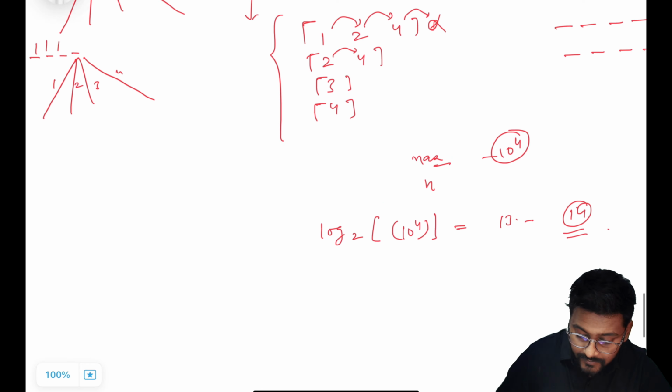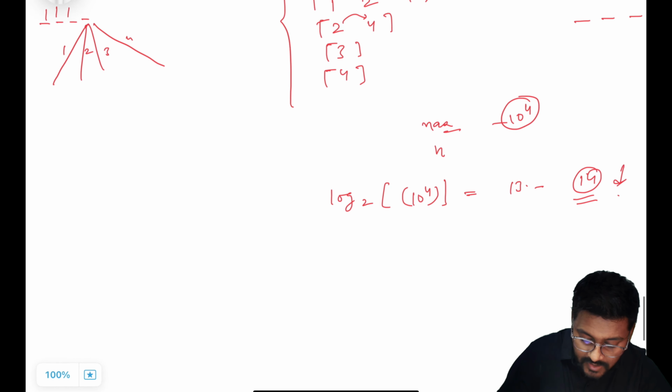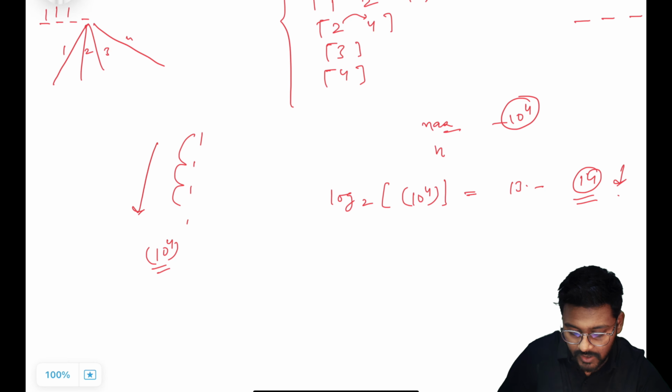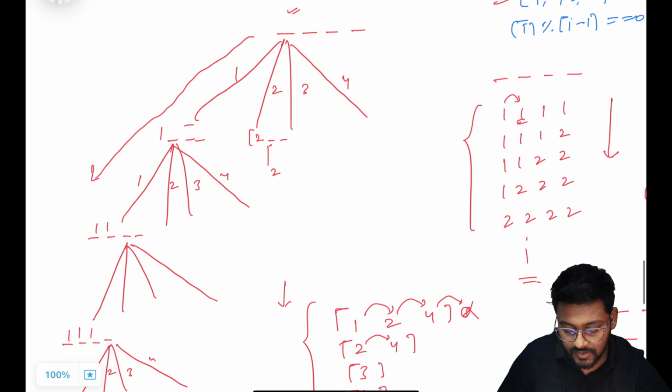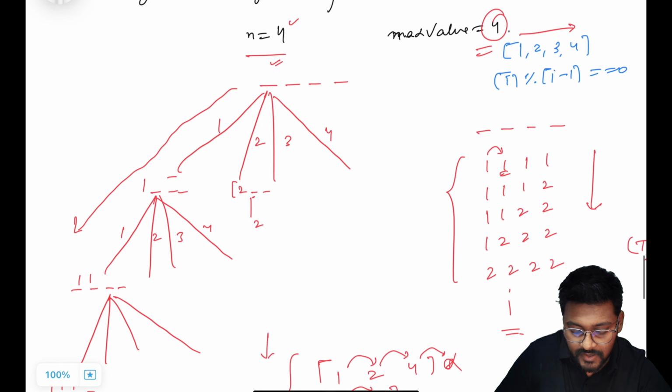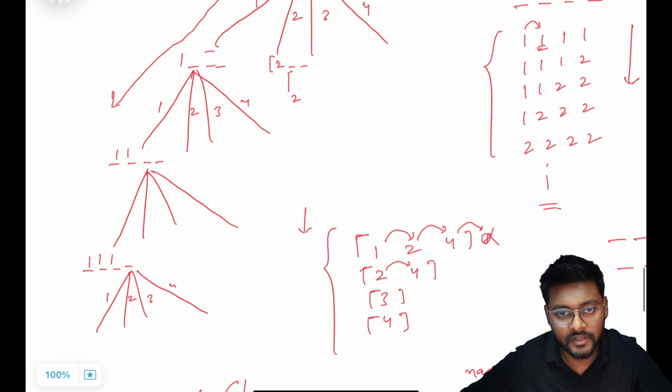Otherwise, if I just keep on taking the same element, 1 1 1 1, the depth can go around 10 to the power 4. If let's say n is 10 to the power 4, I will keep on going inside the recursion.